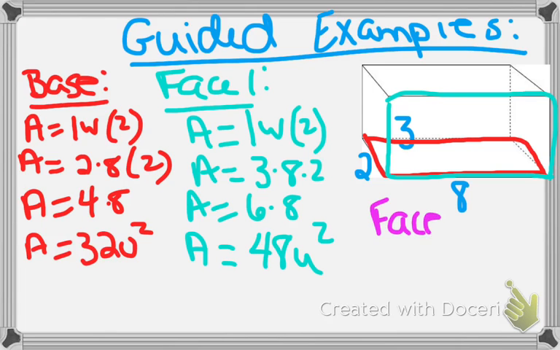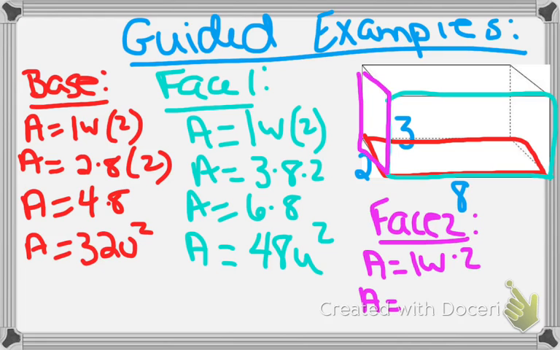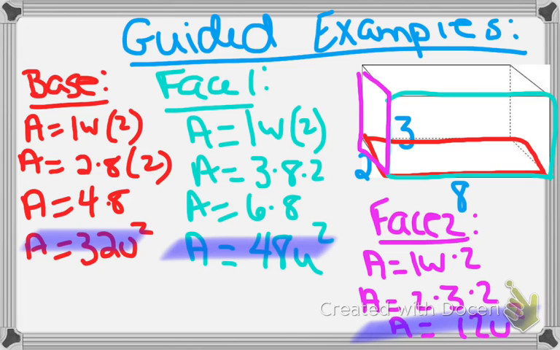Lastly, we find the area of the face. For that, we use the formula area equals length times width times 2, and we substitute in 2 times 3 times 2, which is 12 units squared. So our answers were 32 units squared, 48 units squared, and 12 units squared.